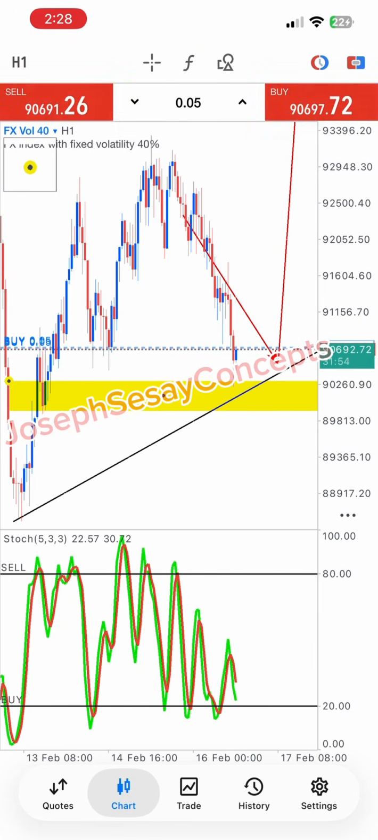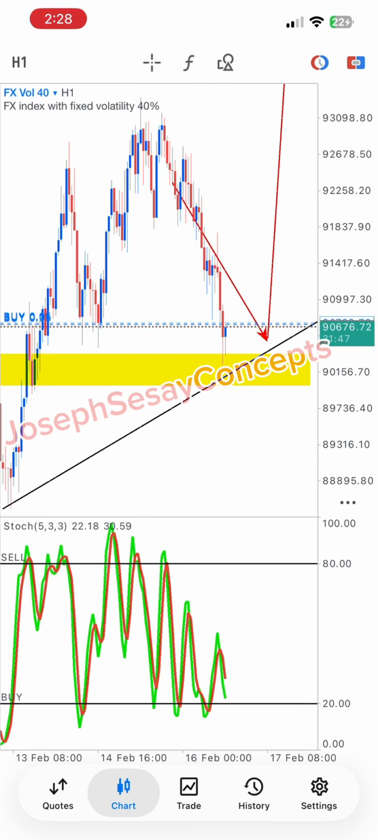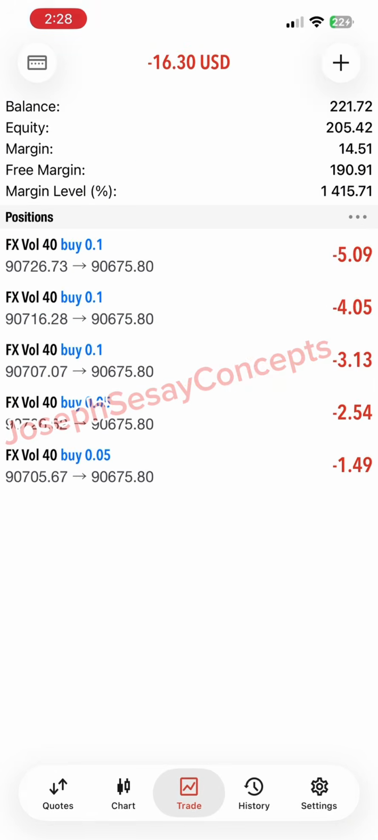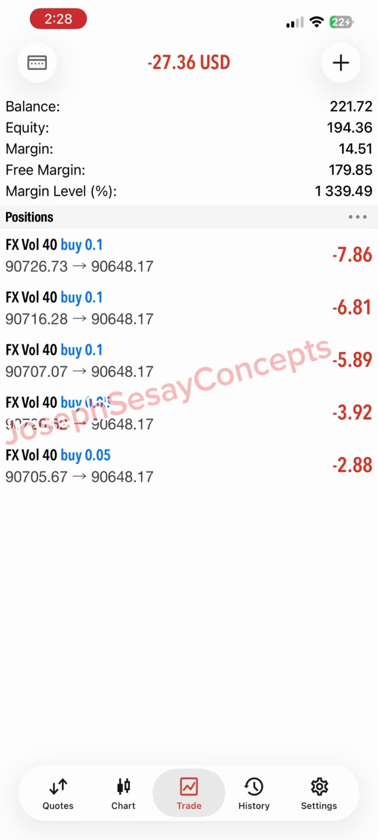All right, so let's see this one. This is our demand. Most of the time you call it the support area. You are also correct. So now you have entered some few positions. You don't want to go full margin. Okay, let's just see what is going to happen now.